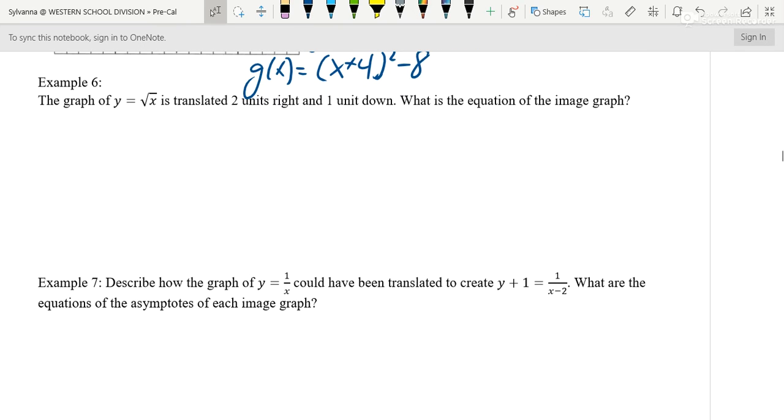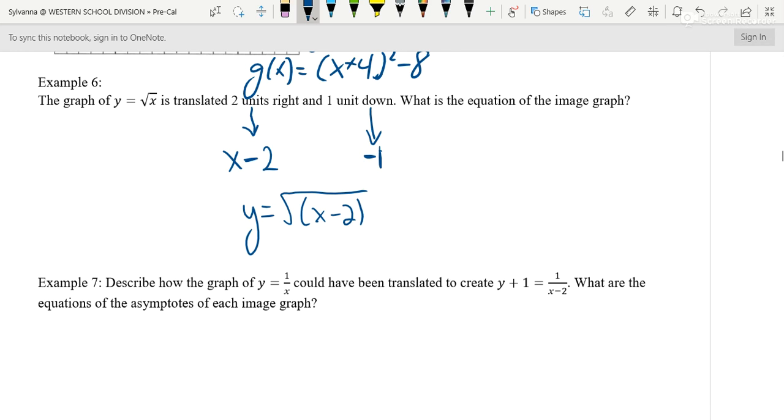Alright. Example 6, we have y equals root x is translated 2 units to the right and then 1 unit down, and we want to know the equation of the image graph. So this means x, if it's to the right, that means I need a minus, and it'll be 2. And then 1 unit down is going to affect my y value as minus 1. So my new graph here, this x minus 2 has to stick together, and it's going to be underneath my root sign.